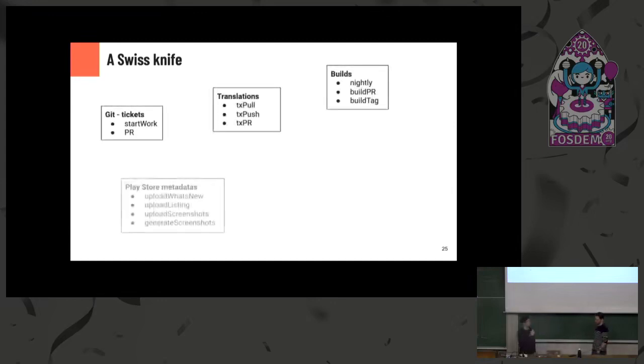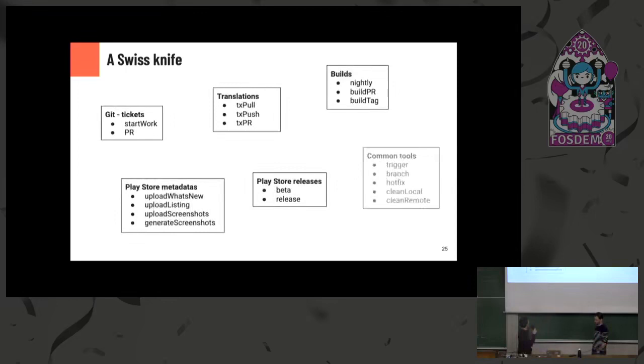Following this method, Kinta has become our Swiss Army knife. It does a lot of things for us across many domains: Git, tickets, starting work, PR things. For translations, we are using a tool named Transifex. We just have to push the source, then we pull the translated things.